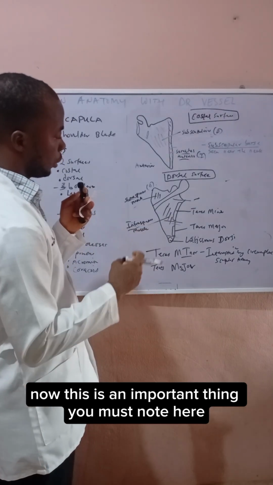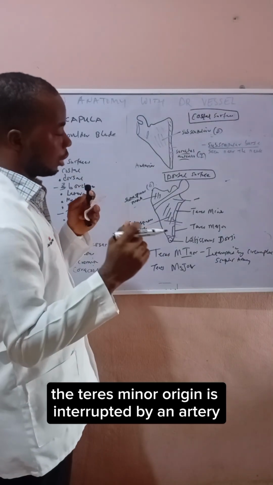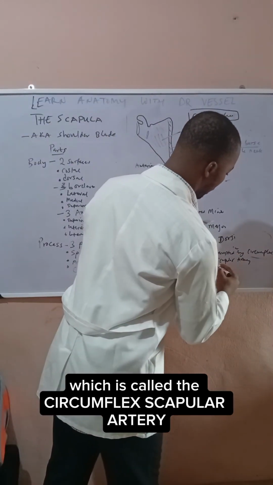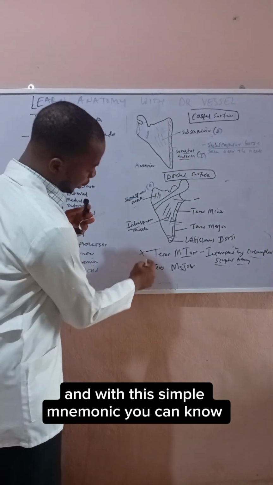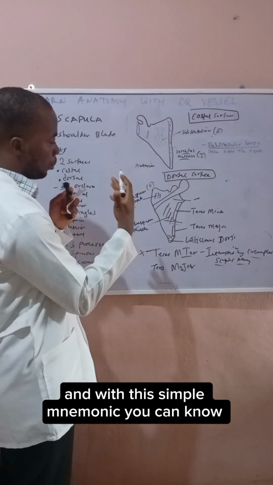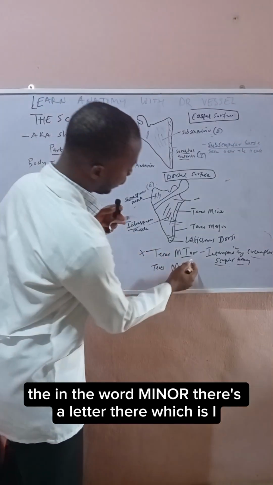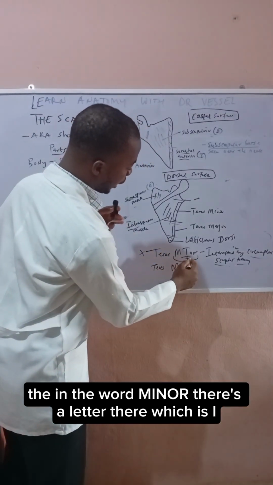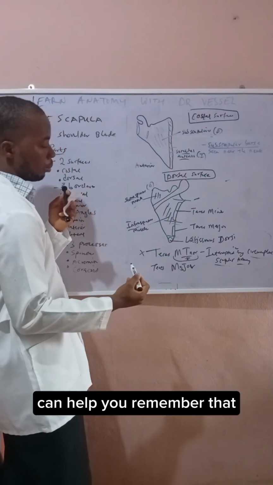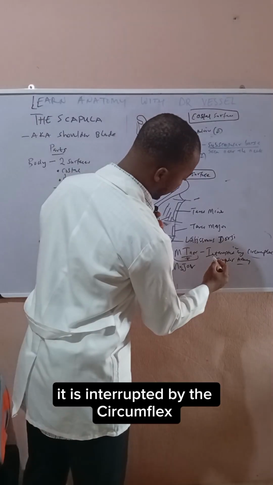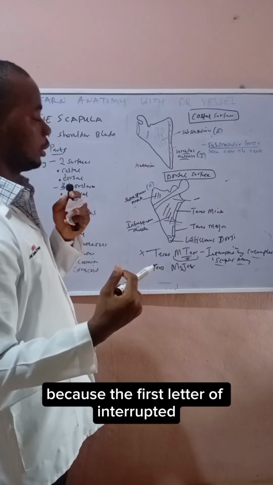Now, this is an important thing you must note here. The teres minor origin is interrupted by an artery, which is called the circumflex scapular artery. With this simple mnemonic, you can know which of the teres muscles is interrupted by an artery. In the word minor, there's a letter I. The I in minor can help you remember that it is interrupted by the circumflex scapular artery, because the first letter of interrupted is an I.